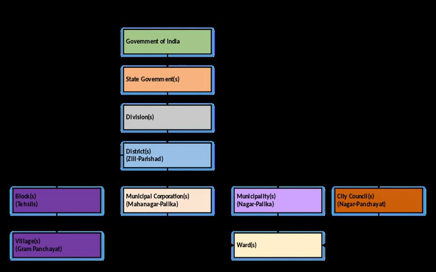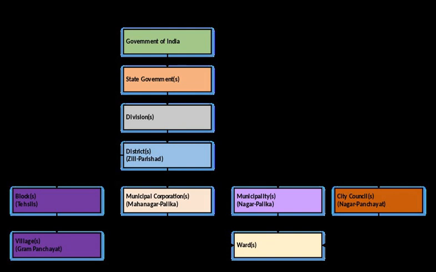Zilla panchayats are panchayats at the apex or district level in Panchayati Raj Institutions, or PRI. The 73rd Amendment is about these local governments, also known as Panchayati Raj Institutions. There are three levels: panchayat at district or apex level, panchayat at intermediate level, and panchayat at base level.